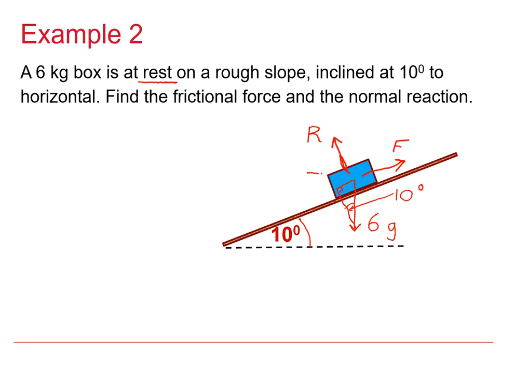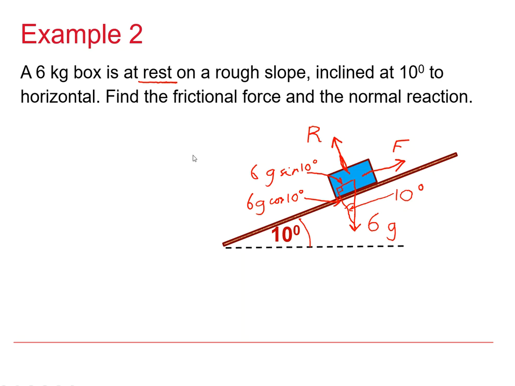And this component here then, because that is opposite the angle, is going to be 6g sine 10 degrees, and the other component is going to be 6g cos 10 degrees.